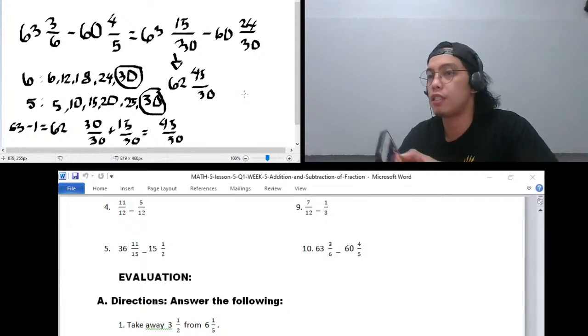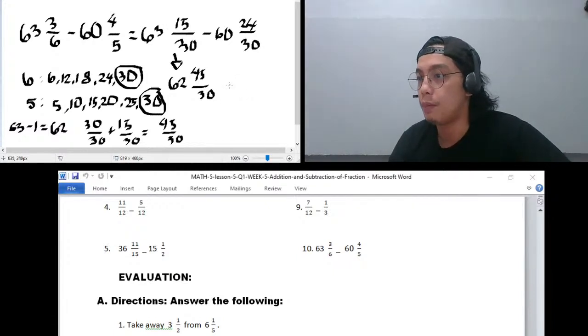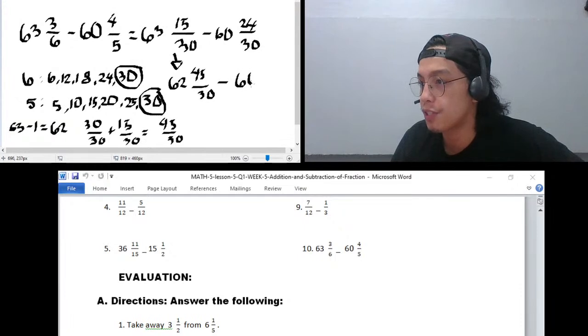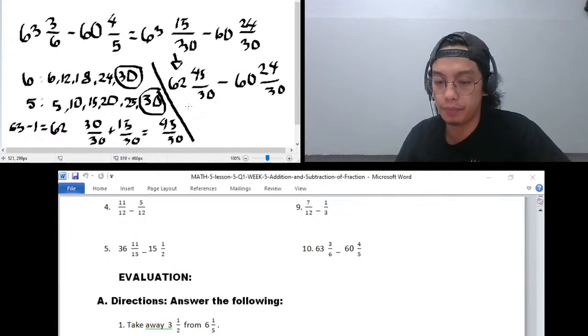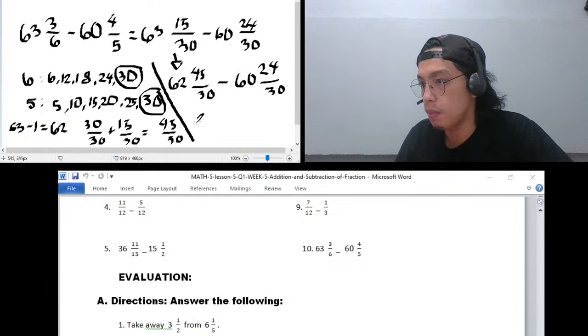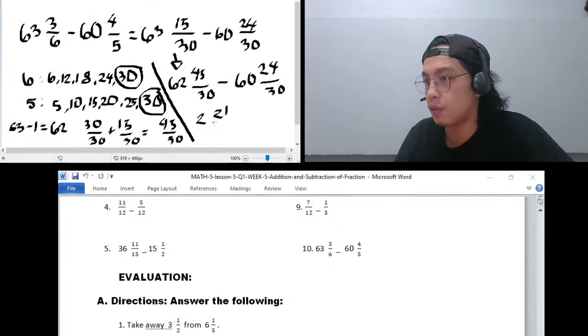Okay, let's check first if it's correct. 15 divided by 30 plus 63 is 63.5. 45 over 30 plus 60, 63.5. Correct, it's right. Now we can subtract because the first value is bigger than the second value. 62 minus 60 is 2. 45 minus 24 is 21. Copy the denominator 30.